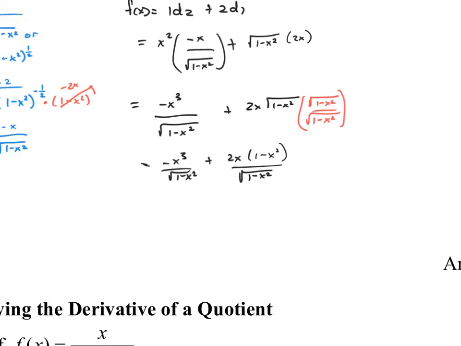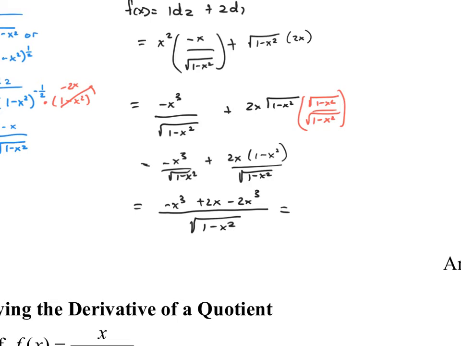Okay, let's keep on going. So because they have a common denominator, I could combine them. I would add the numerators, so this would be negative x cubed, and what I'm going to do is distribute that 2x through. So 2x times 1 is plus 2x. And then I have the 2x times the negative x squared, which would be minus 2x cubed. This is all over the square root of 1 minus x squared.